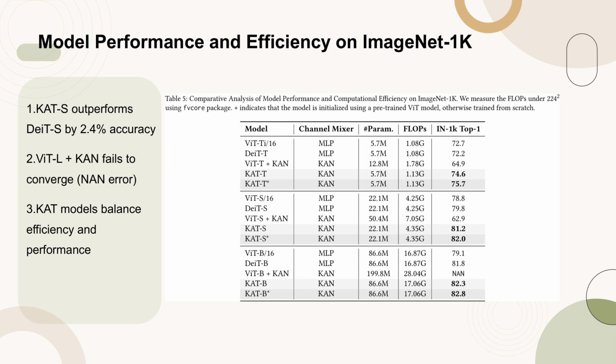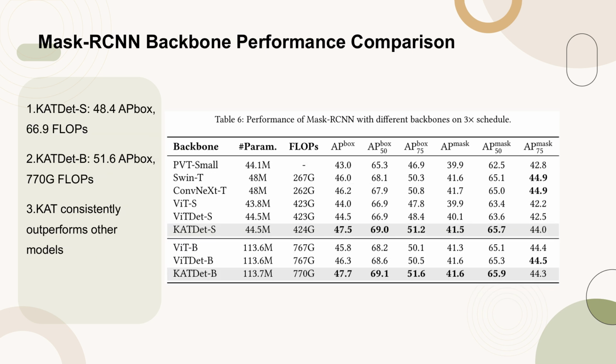Despite these challenges, the KT model successfully balanced computational efficiency with improved performance, suggesting valuable directions for further research in optimizing transformer architectures. Table 6 presents a comparative analysis of the performance of Mask R-CNN using various backbones on a 3x training schedule. The table highlights that KT consistently outperforms other models, particularly in object detection metrics.